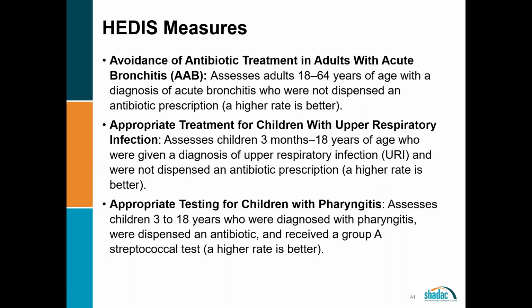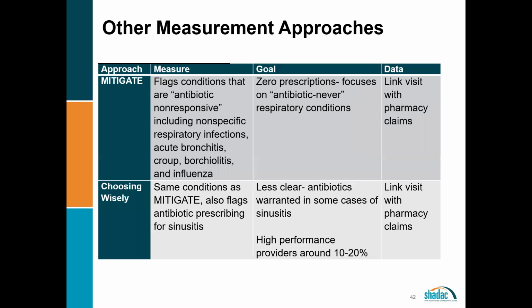And if you want to go to the next slide, I'll just speak to this really quickly. There are also 2 other approaches beyond HEDIS that states can think about. One is the mitigate metric, and there's a really great detailed online resource on the 618 Resource Center that provides information both about the mitigate intervention more broadly, and also the measure. The mitigate measure is pretty similar to the first 2 HEDIS measures that we talked about, in that the goal here is really 0 prescriptions, so they're focusing on antibiotic-never respiratory conditions.